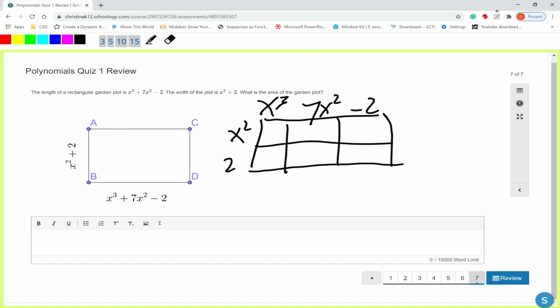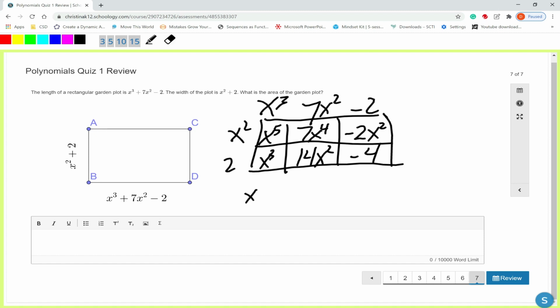With this one we have to be careful because we're missing some terms, so our diagonals might not match up perfectly. So x squared times x cubed is going to be x to the 5th. X squared times 7x squared is going to be 7x to the 4th. X squared times negative 2 is going to be negative 2x squared. 2 times x cubed is going to be 2x cubed. 2 times 7x squared is going to be 14x squared. And 2 times negative 2 is going to be negative 4.